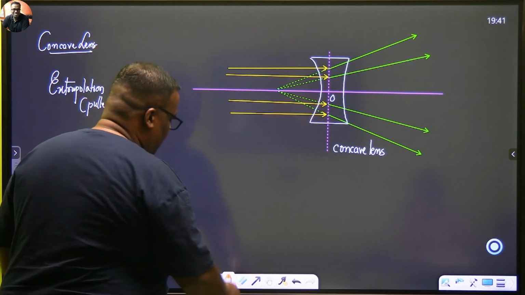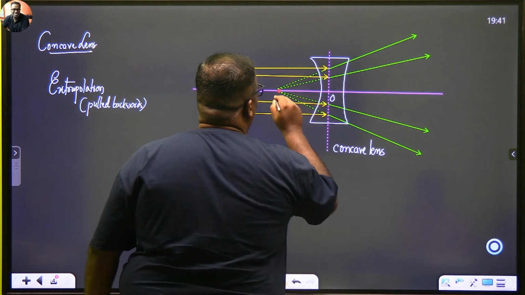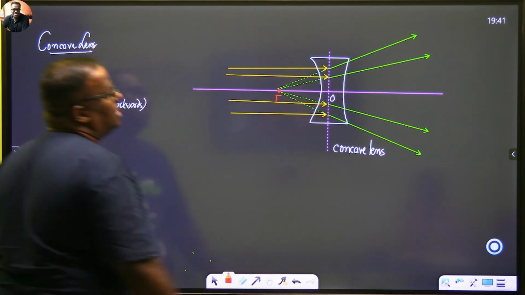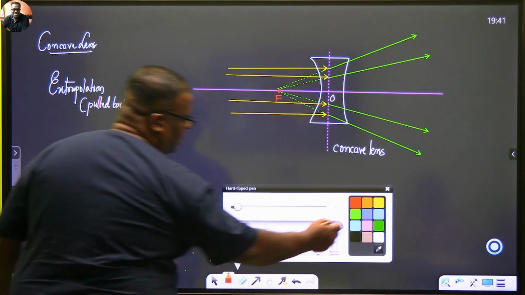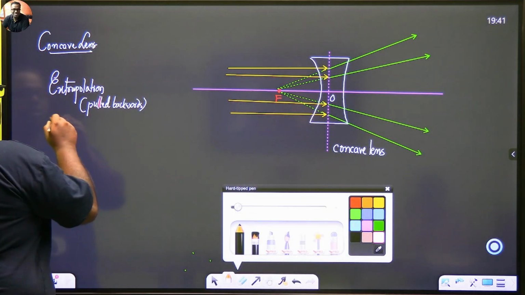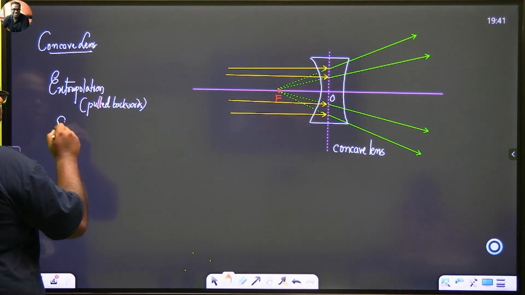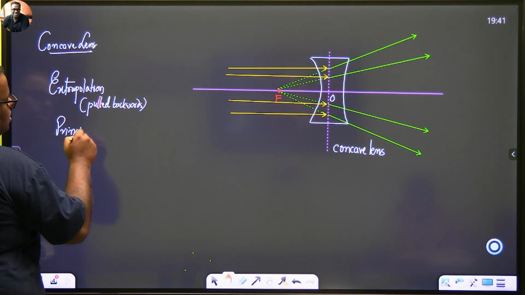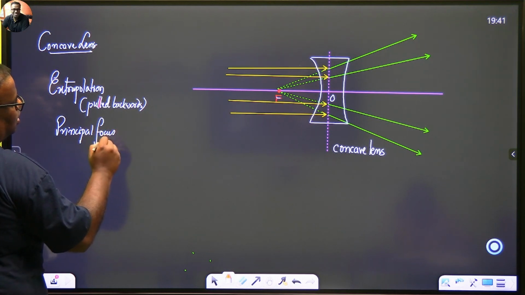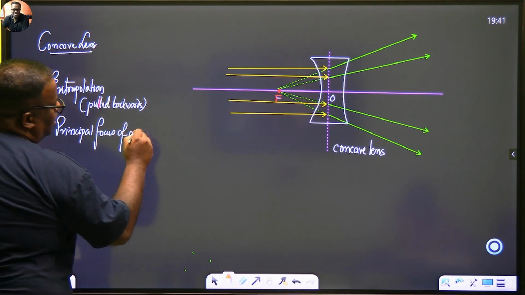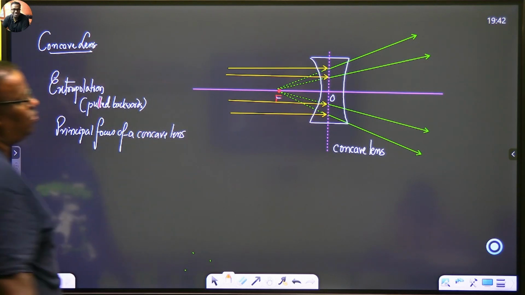And they are pulled backwards to create this lovely point of mine. And this point will be known as my principal focus now. So I now get my definition of what is known as the principal focus of a concave lens. Now let's try and see whether we can define.